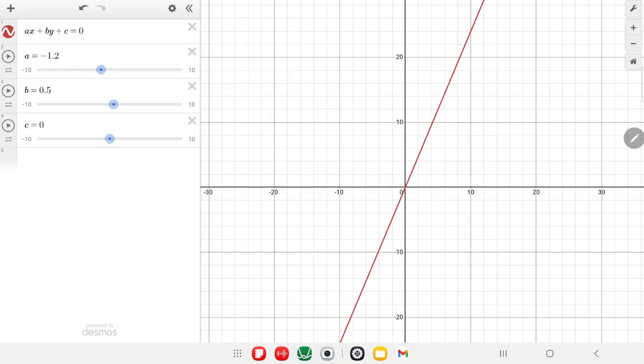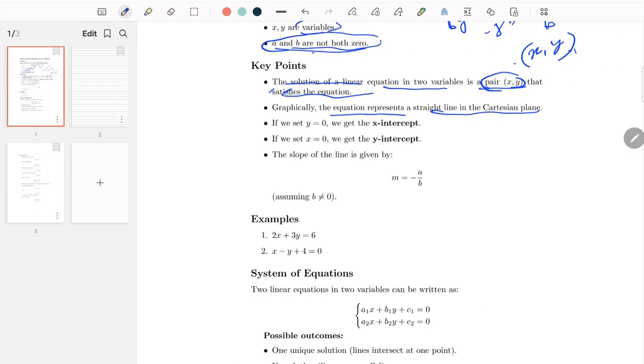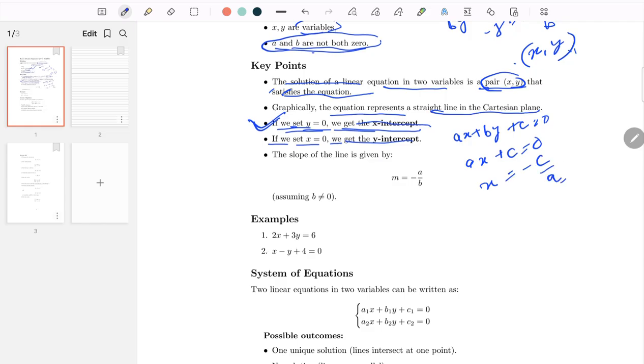Now come to our question. If we set y equal to 0, we get the x intercept. If we set x equal to 0, we get the y intercept. Our equation is ax plus by plus c equal to 0. If y equal to 0, then ax plus c equal to 0, so x equal to minus c by a, and the x intercept is minus c by a and 0.